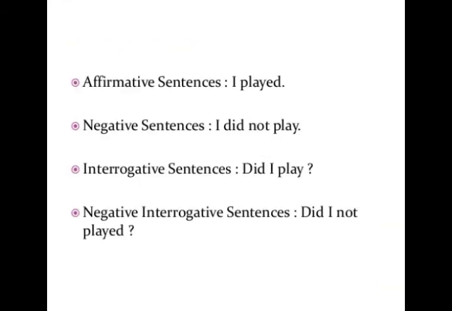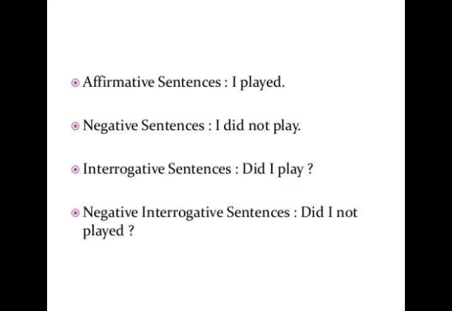For example, I played. It's an affirmative sentence in which I is subject, and for past tense we use second form of verb, that is played. The next one is I did not play. It's a negative sentence. While did I play? It's an interrogative sentence in which we use the word did for asking question for the past tense. While did I not play is a negative interrogative sentence.